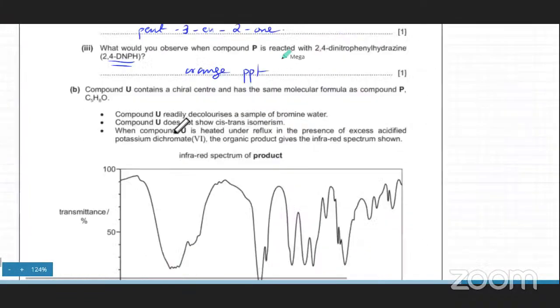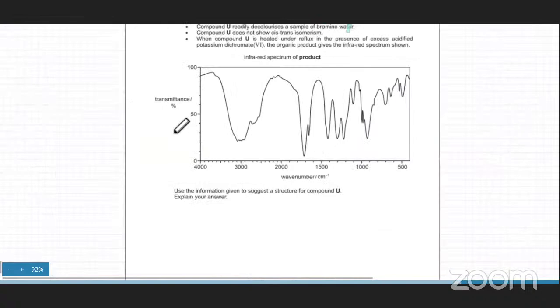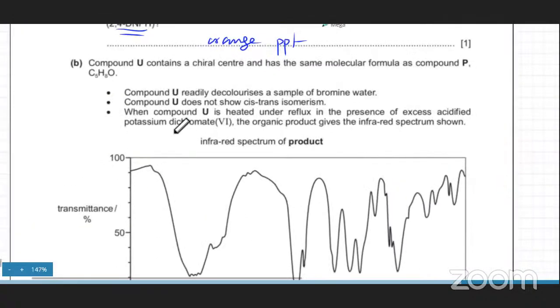So now this one. This is a very tough question actually, this last one. If my memory serves me right, I think this question has nothing to do with the rest of the question.